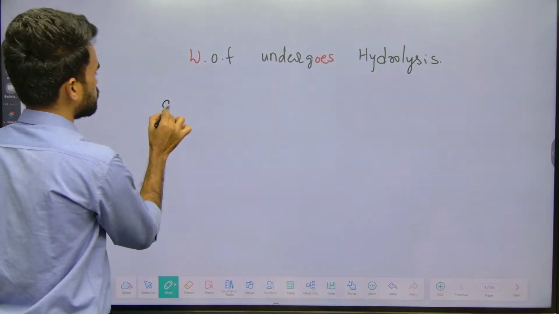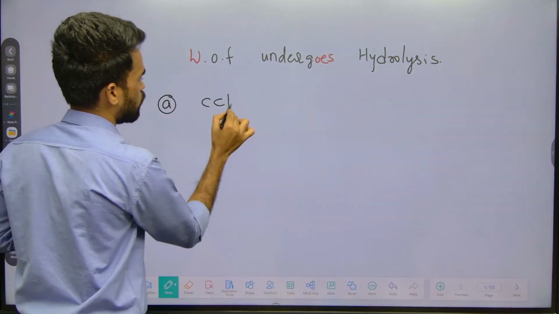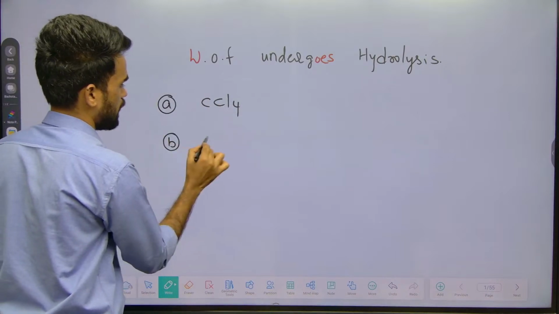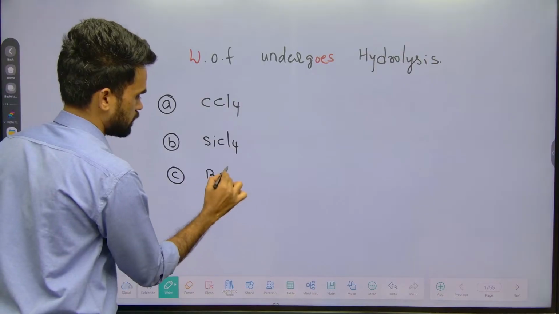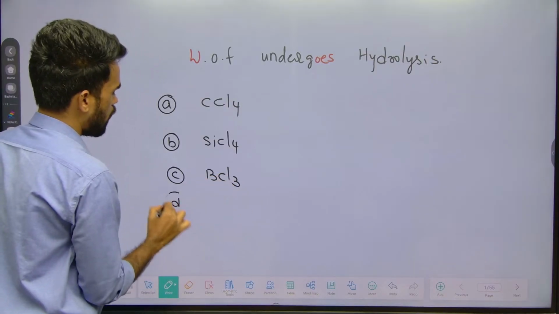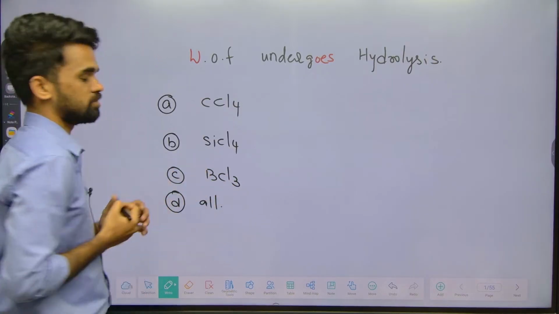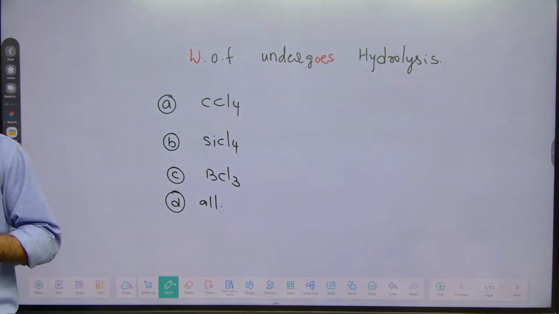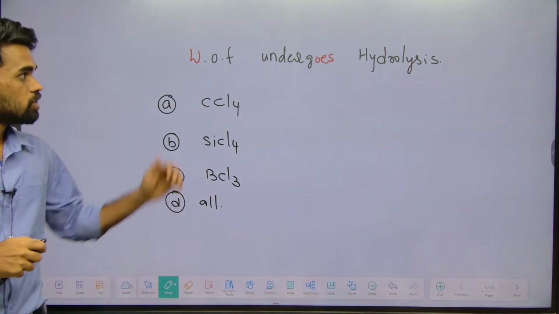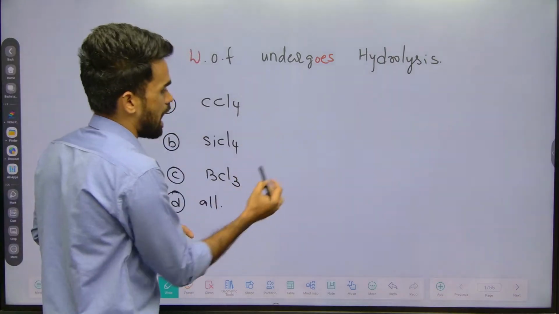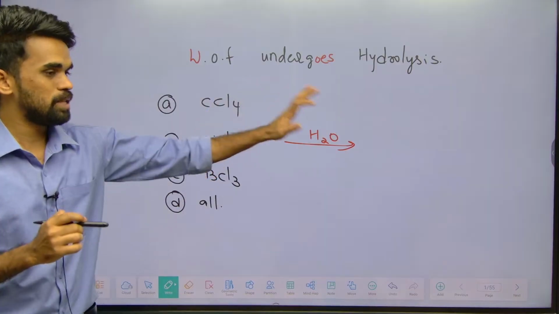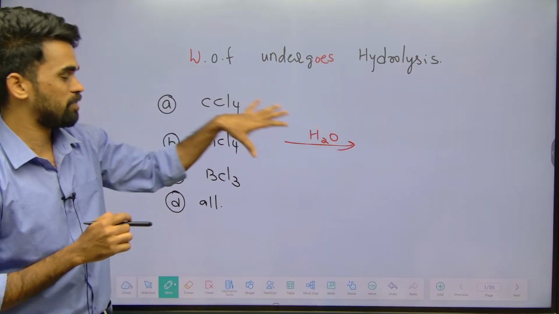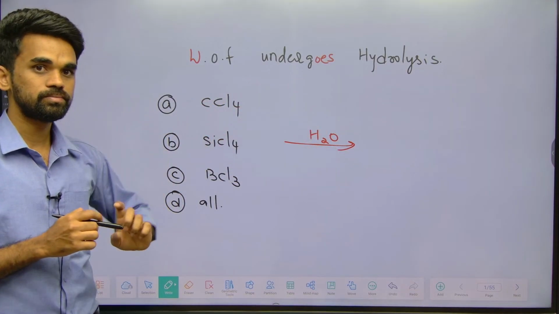First option, CCl4, second one SiCl4, and C, BCl3, and D, all of them. So what's your answer? What I am saying is, you need to treat these halides with water. So what will be the product formed? First of all, tell me whether they undergo hydrolysis or not. This is the question.